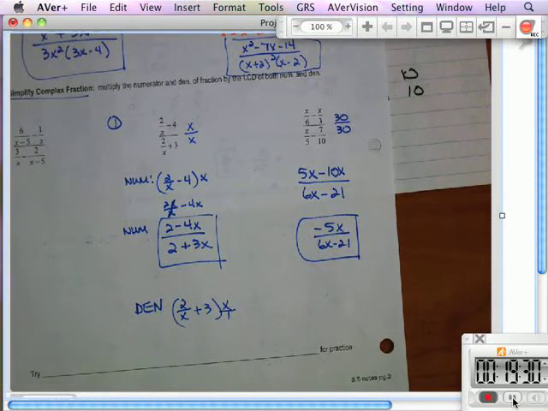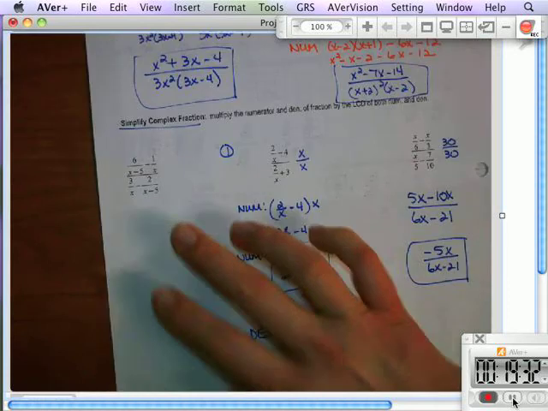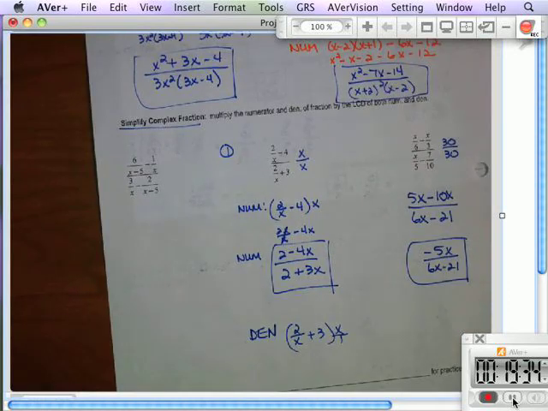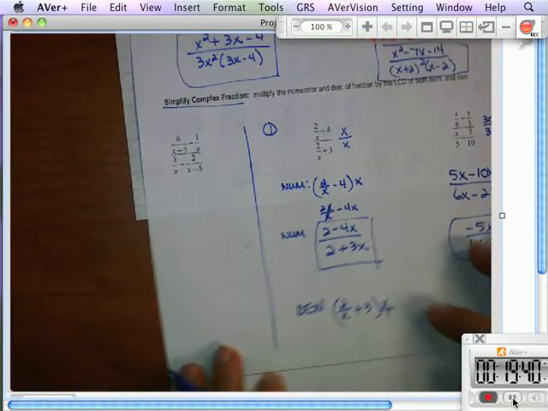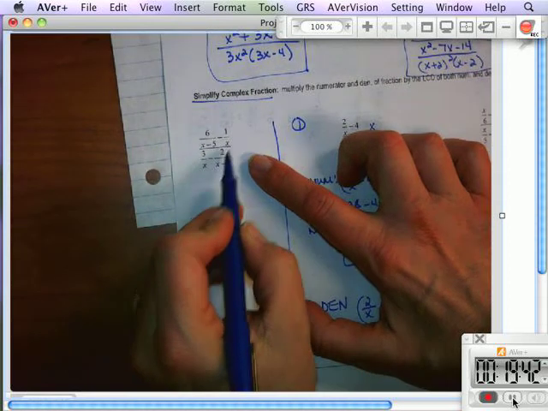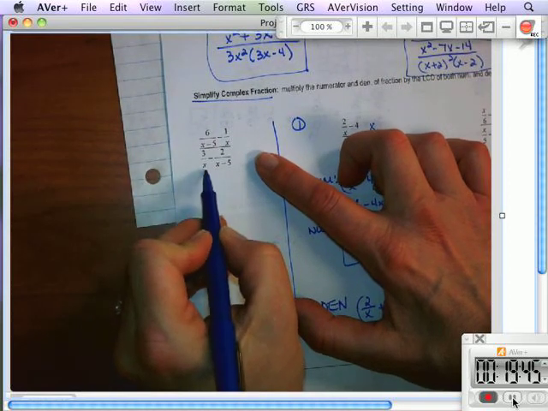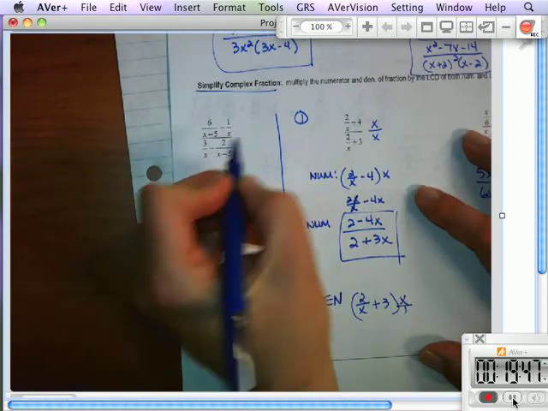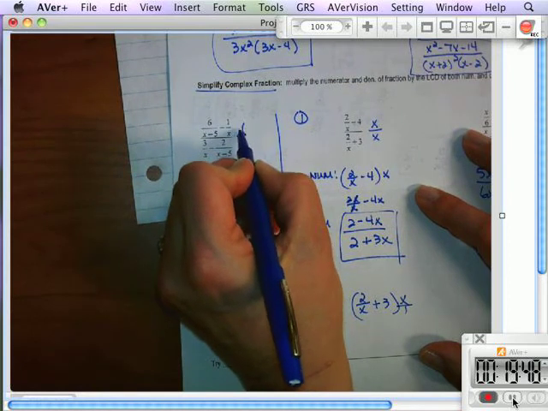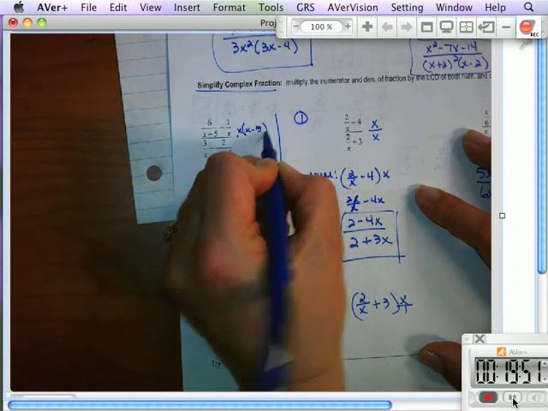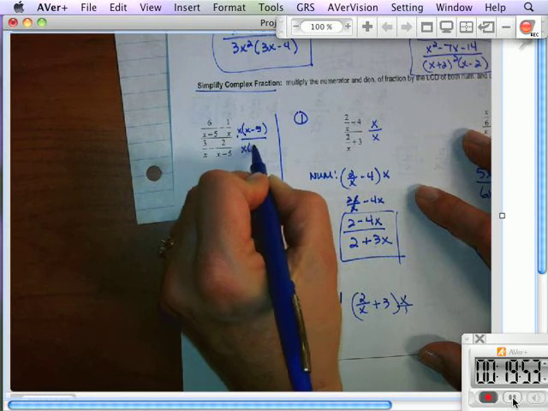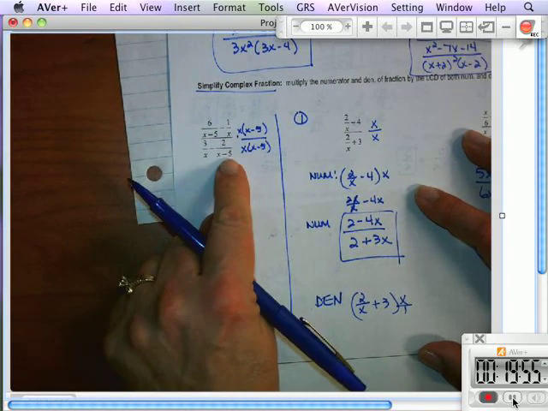I really should do this one, but I know you don't want to hear it. Okay, let's do it. All right. Least common multiple is going to be x times x minus 5. So I've got to multiply the top and the bottom by x times x minus 5. That's the least common multiple.